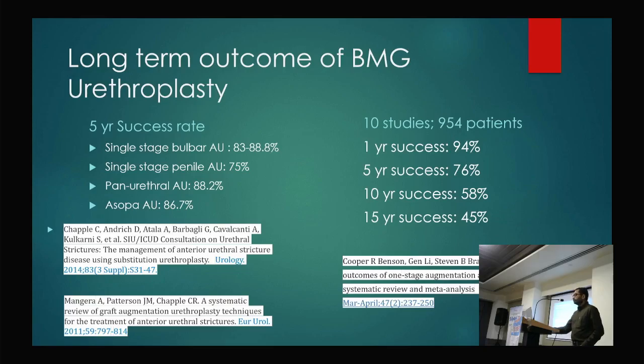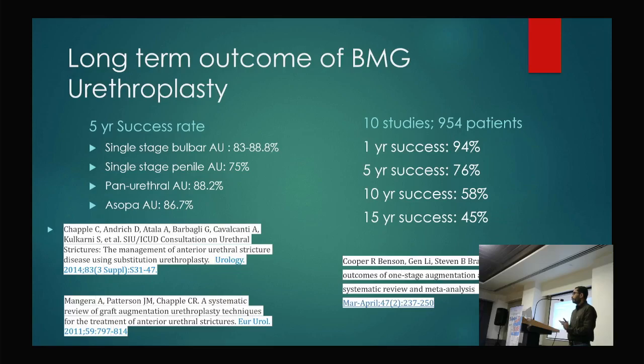This is very interesting. Up till now we used to know that urethroplasty has very good success, nearly 85 to 90%, but that was all intermediate success up to 5 years. Studies like Campbell et al. in 2014, and the Mangera review in 2011, mention that the intermediate success of single stage urethroplasty is 83 to 88%.